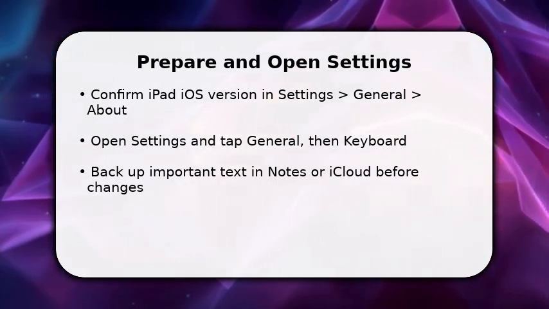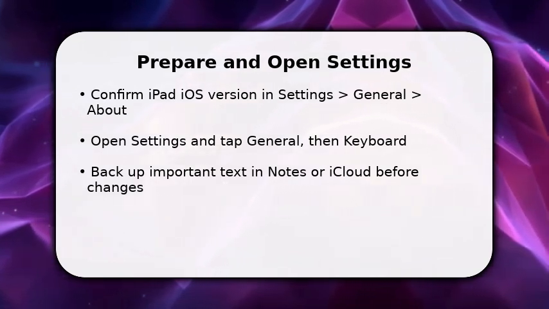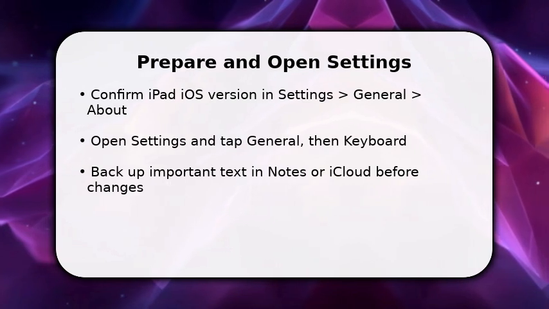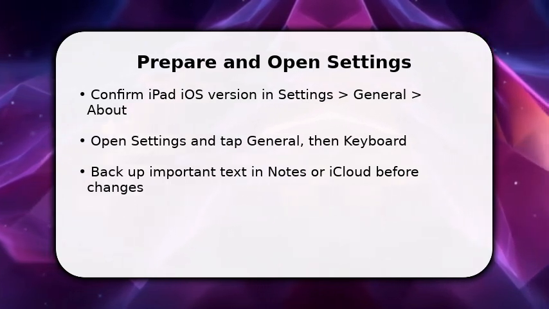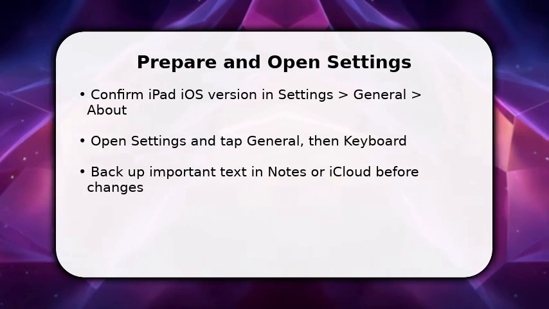Make sure Bluetooth keyboard is disconnected if you test changes to avoid conflicting behavior. You're ready to toggle and edit options. Proceed to the keyboard controls to change autocorrect behavior and text replacement entries.